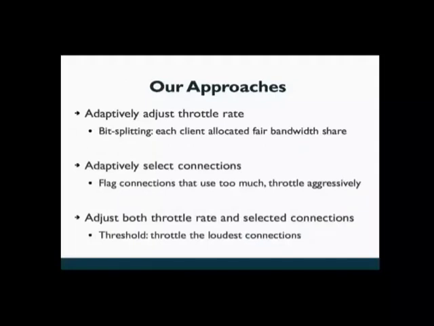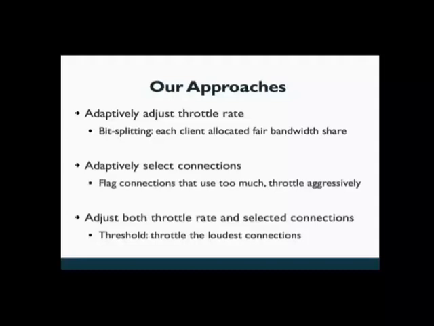In our approach, we came up with three algorithms to throttle clients on this connection adaptively. The first algorithm looks at adaptively adjusting the throttle rate. We call this the bit splitting algorithm. In this algorithm, the guard node will split up its bandwidth resources evenly among all the connections to the clients. So if it has a 100 kilobyte connection, for example, and it has 100 clients, it will throttle each of those connections to the clients at 1 kilobyte per second.